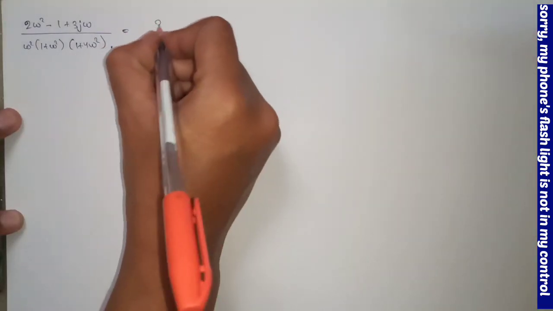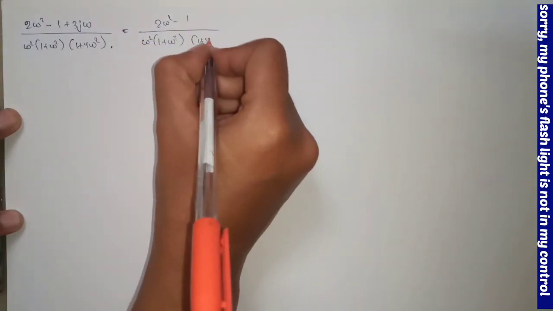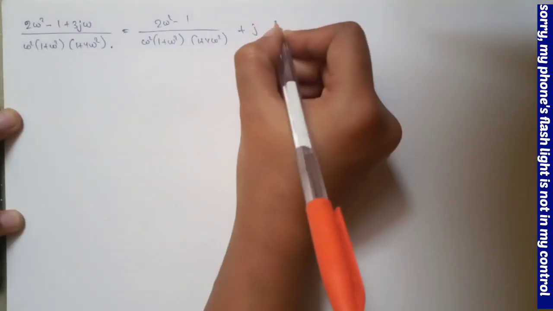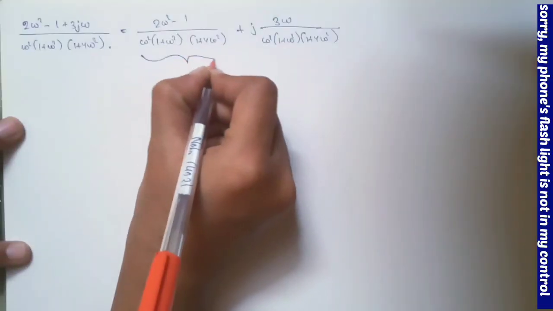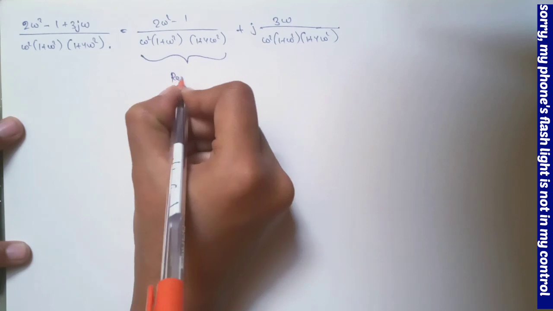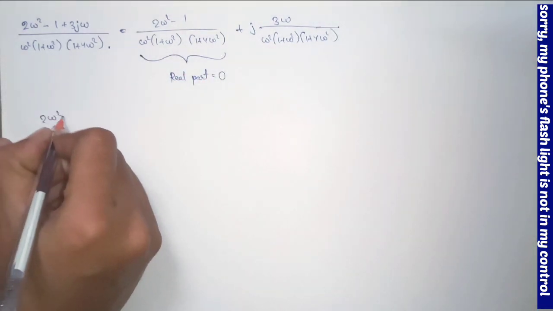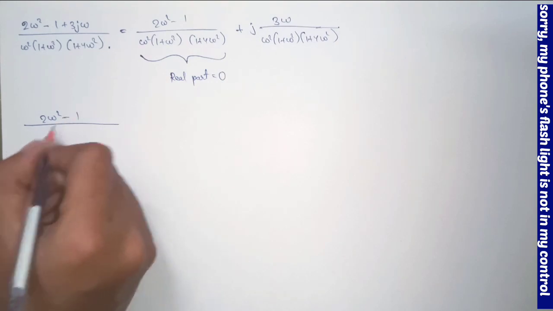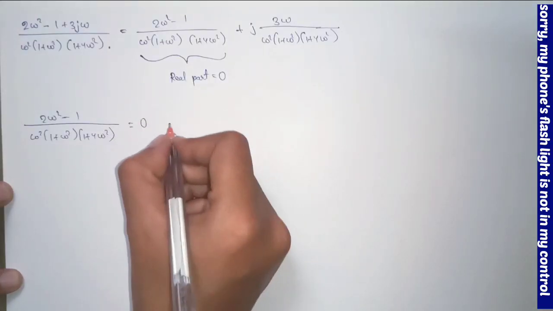Now we will separate the real and imaginary part, with the denominator 1 plus omega square and 1 plus 4 omega square. As the diagram was touching the imaginary axis, we will make the real part equal to 0. So the real part is 2 omega square minus 1 over omega square, and this is equal to 0.